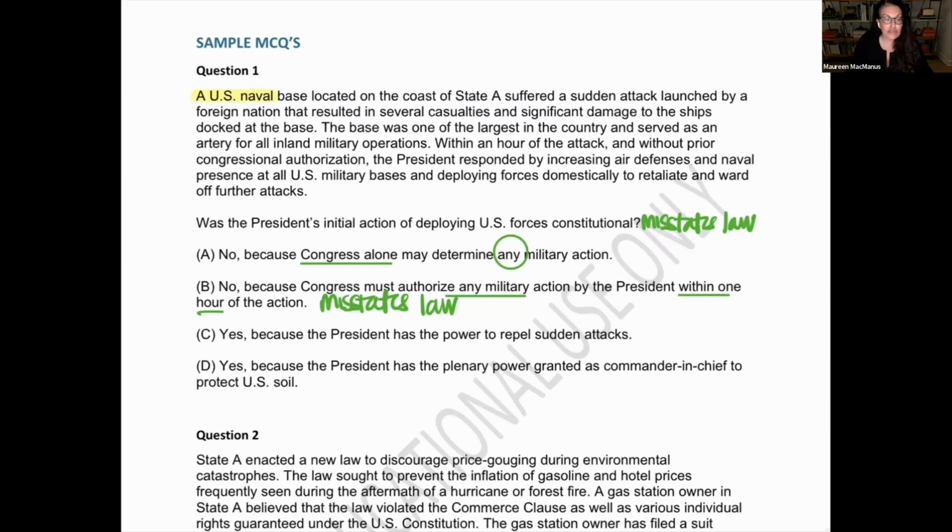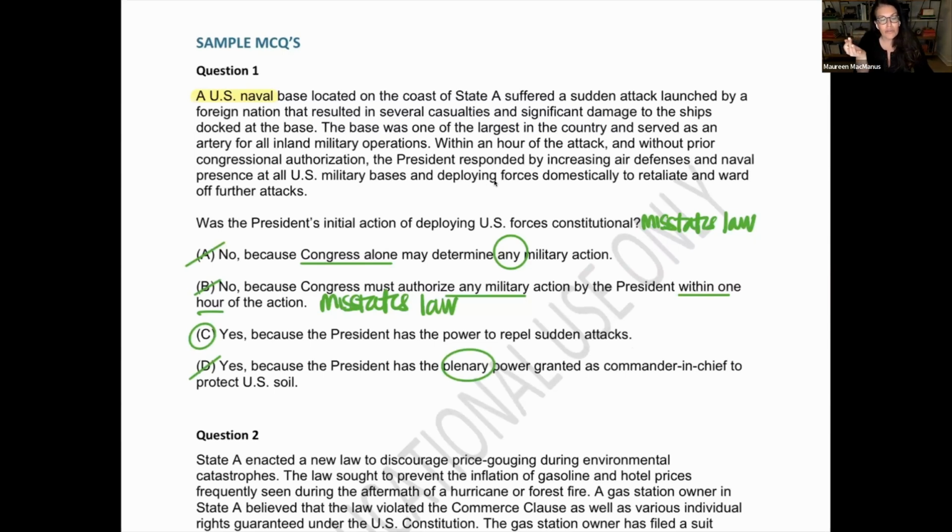That is not a true statement of the law. The president has power as commander-in-chief, but plenary is an overbroad statement. So it's not plenary. It's literally just this one word that makes it incorrect. So C is correct. Now, I don't love the language in C. I haven't seen that language before, but it's true.